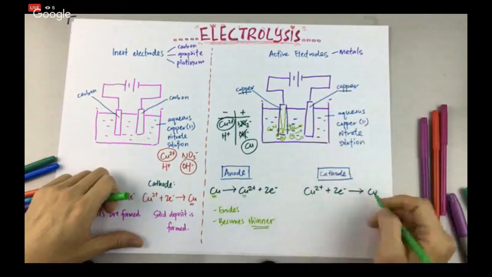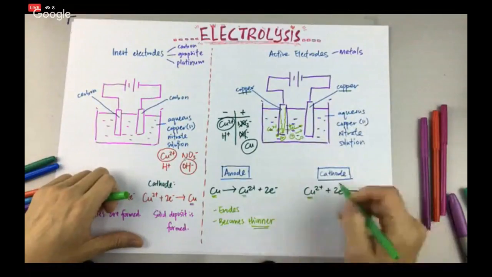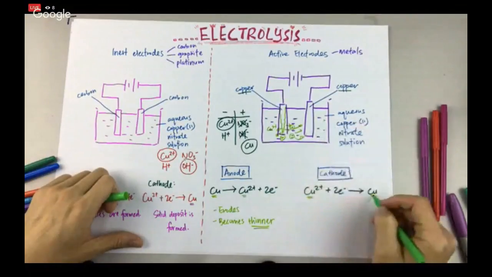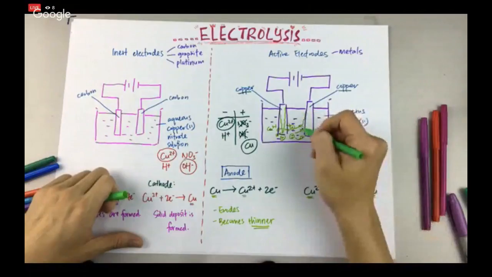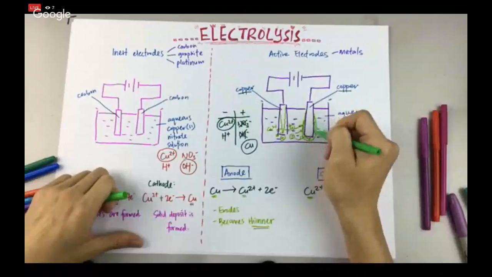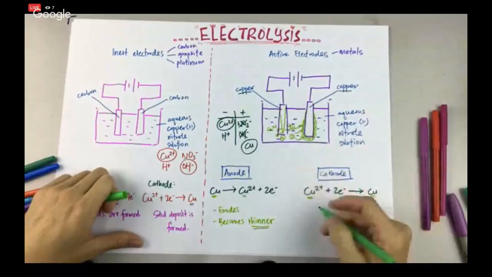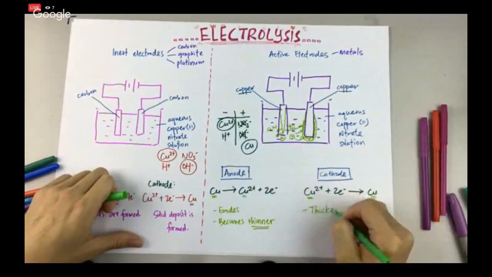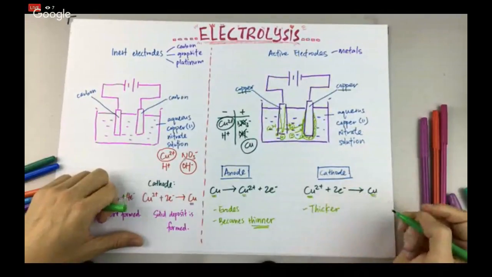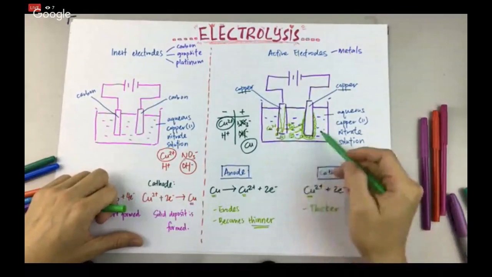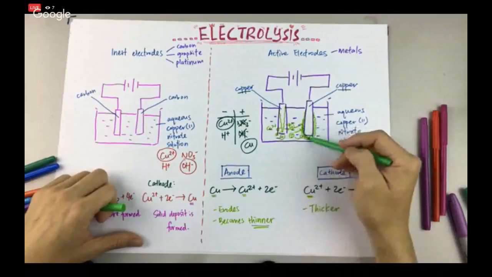So eventually, the observation will be the cathode becomes thicker. It's like, if you go to the gym, you become more slim. You eat more, you become thicker, your waist becomes thicker. The mass increases. So that's it. Pretty easy, isn't it?